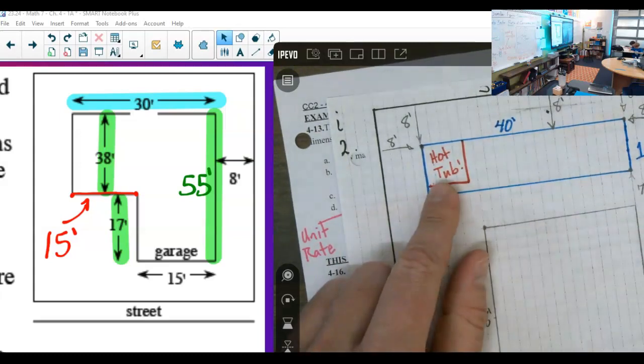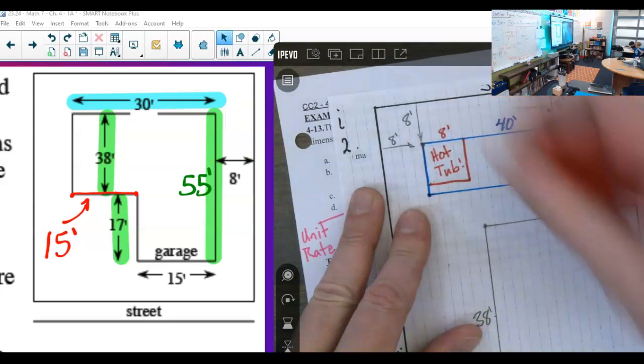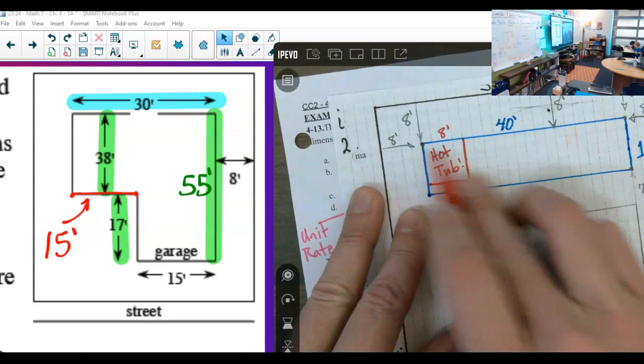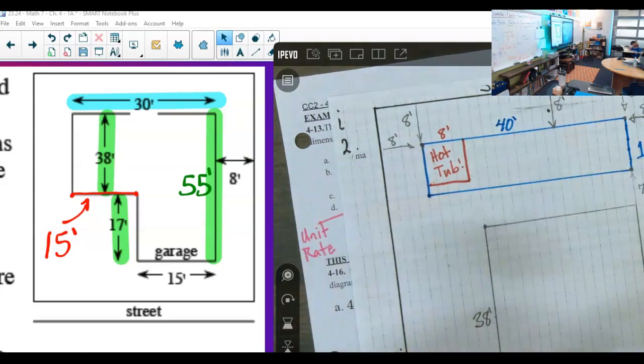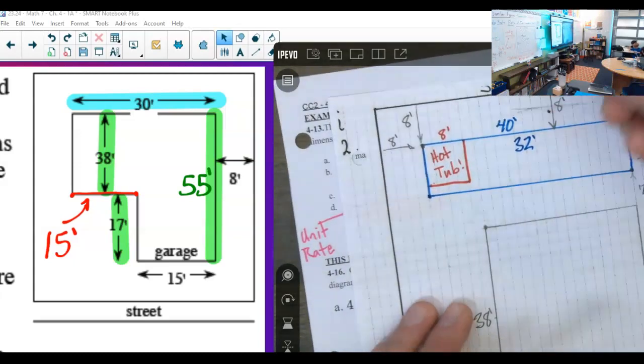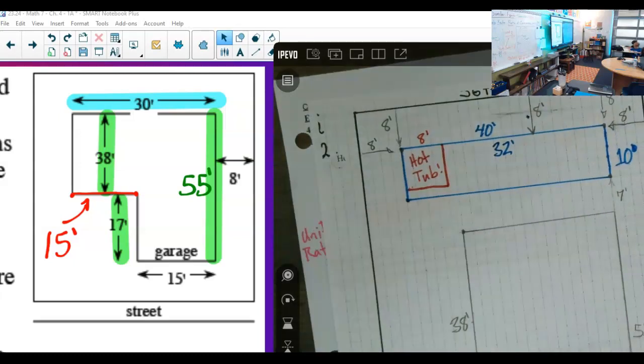So wait a minute. If we made the hot tub 8 feet, how long is my pool actually now? If we made the hot tub 8 of these feet, 32. Ooh, this is now 32. Be more like a children's pool. Let's get a slide. Can you get a slide?